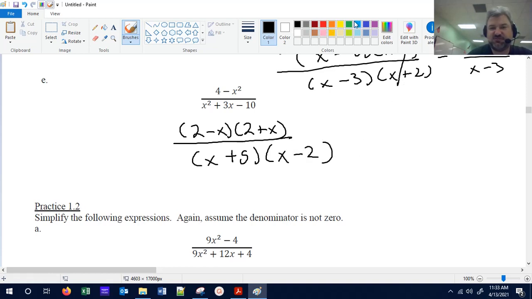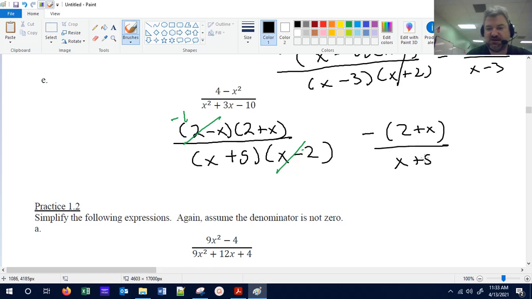Oh, well, we have an interesting situation here. These are almost perfect, but this is a negative x, and this is a positive x. This is a positive 2 and a negative 2. So, in fact, if I factored out a negative 1 out of this top expression, this would become x minus 2. So these two factors are opposite factors, and they reduce to a negative 1. So they do reduce out, but they don't make 1, they make negative 1. So I have negative times 2 plus x over x plus 5.